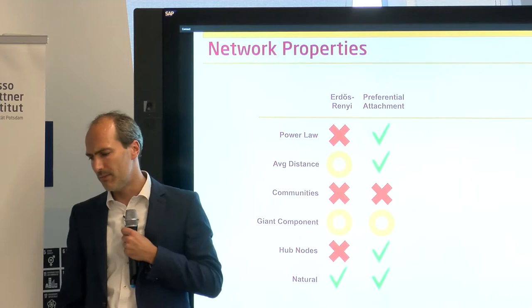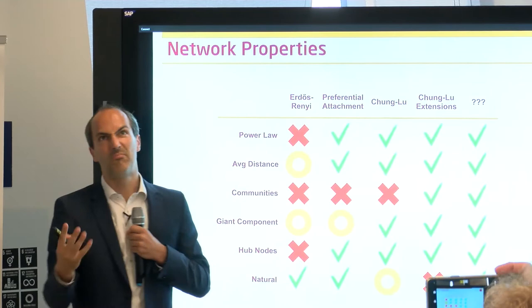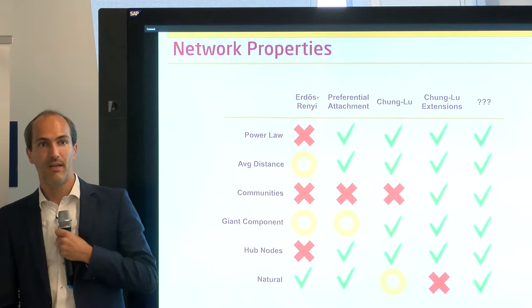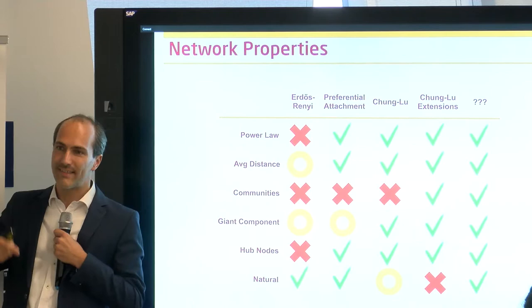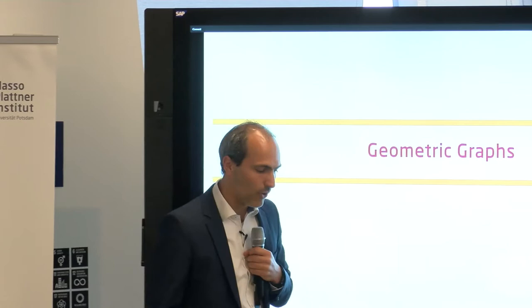There are a few other models, but until like 5-10 years ago, there was no model which made all these properties happy. And this is generally accepted within network science, that these are some of the typical properties. There are a few more. And now my main selling point, or my main argument here, is that you need geometry to achieve this.